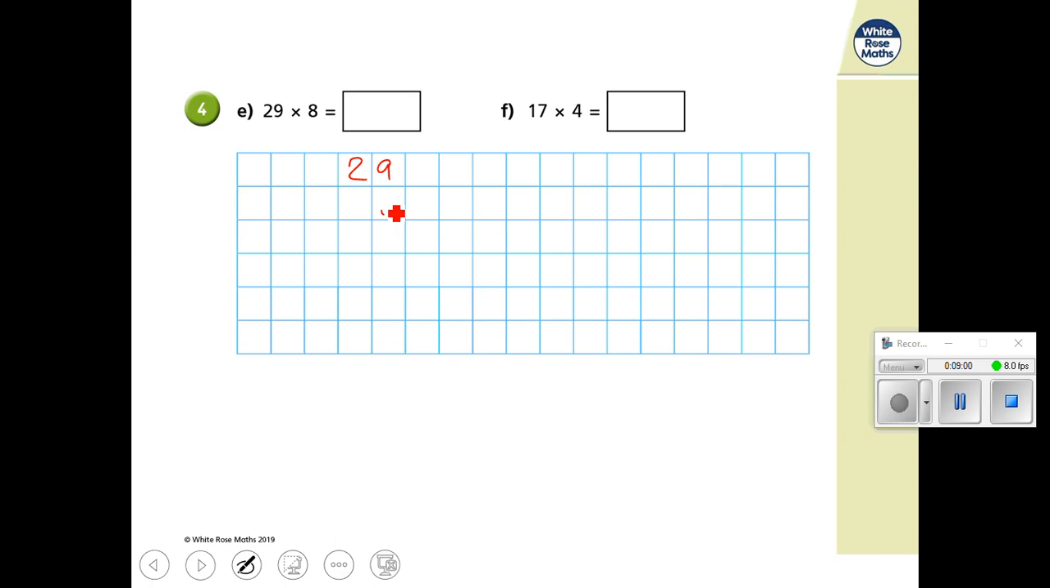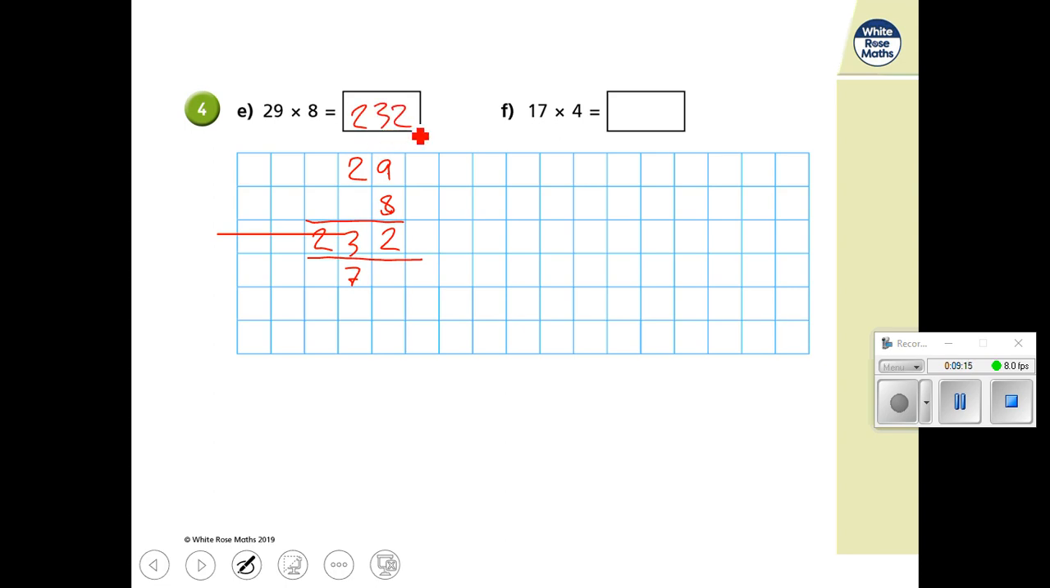29 times 8. Right, now what I'm going to do, I'm going to do the short method. So 8 9s is 72. 8 2s are 16, and 7 is 23. Whoopsie daisy. 232.